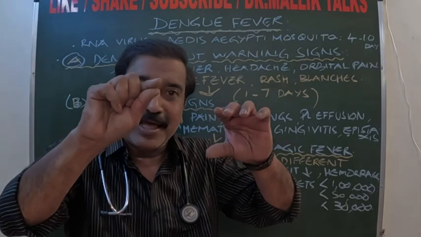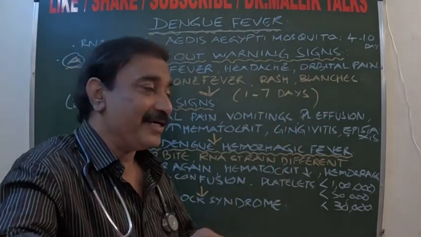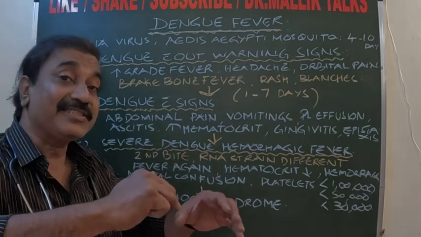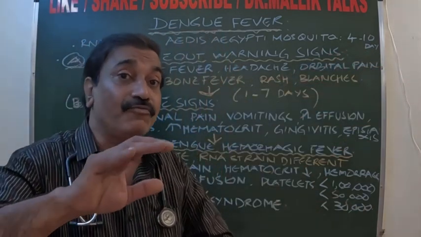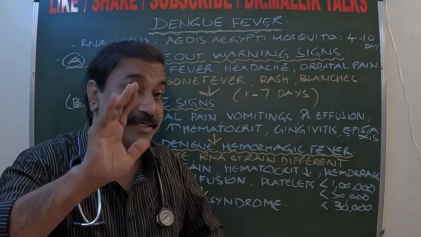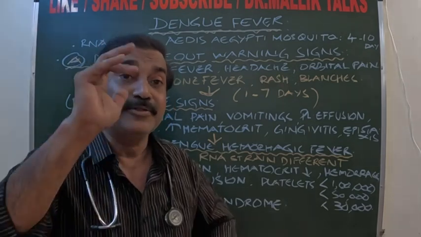They have white and black stripes, and once that mosquito bites and this RNA virus is injected into your body, within 4 to 10 days, that is the incubation period, you are likely to get dengue fever.